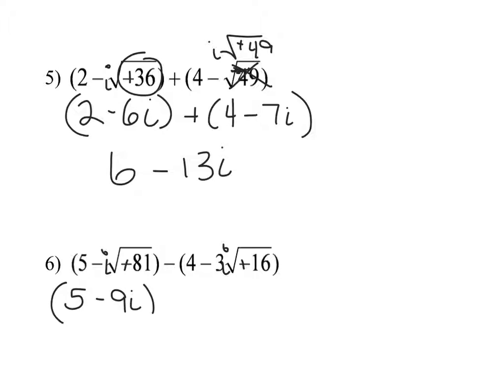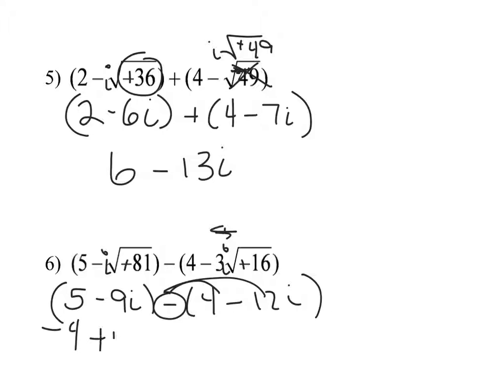And then that's an i. Yeah, I knew that. There we go. So the square root of 16 is 4. 4 times 3 is 12. Those combine. This is subtraction, so we change the signs of all these. Negative 4 plus 12i. And when we combine them, we get 1 plus 3i.